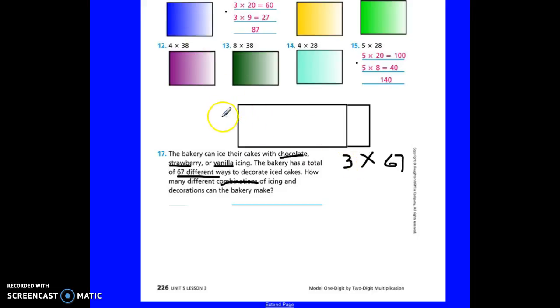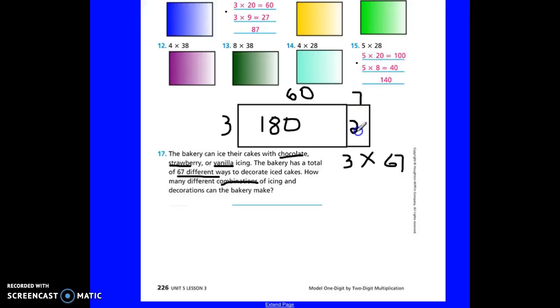First, I would write 3. And how many sets of tens do I have? I've got 6, or 60. And then what's left over? I still have 7 ones. All right. So first thing you would have solved is 3 times 60, which I do my 3 times 6 and I get 18. I add on my 0 for 180. And then I'd have to do 3 times 7, which is 21.